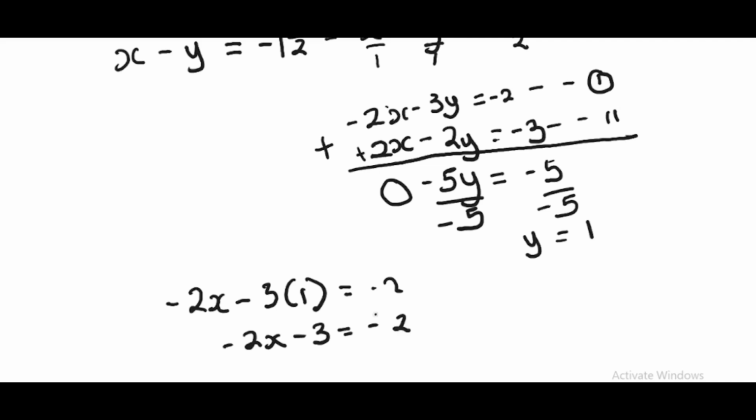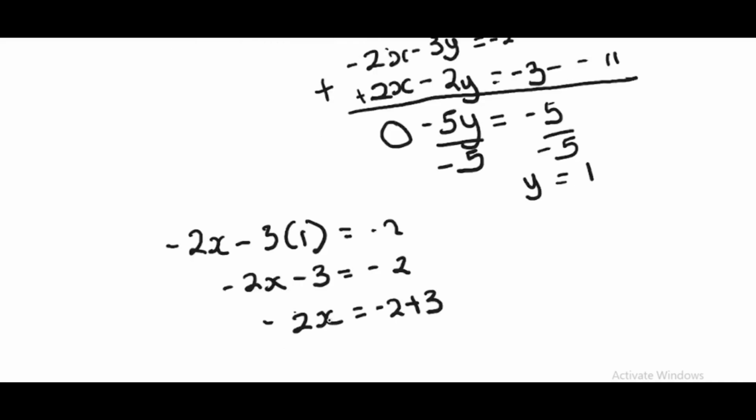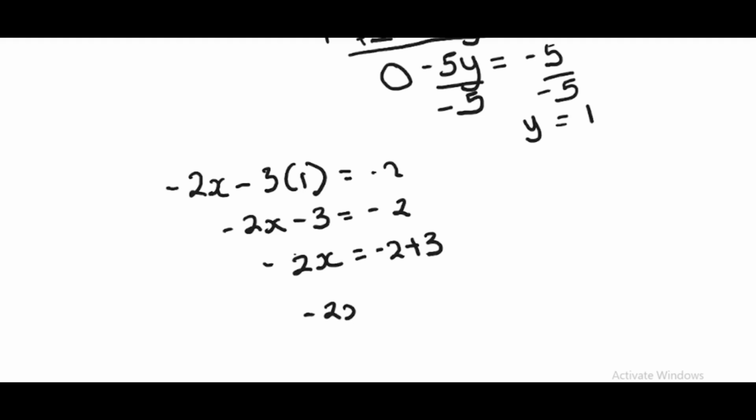So we collect like terms. So collecting like terms, minus 3 will go over to the other side. And going over to the other side, we'll have minus 2 plus 3. All right. So minus 2 plus 3 will give us 1. So divide both sides by the coefficient of x. We will have that x is equal to minus half.